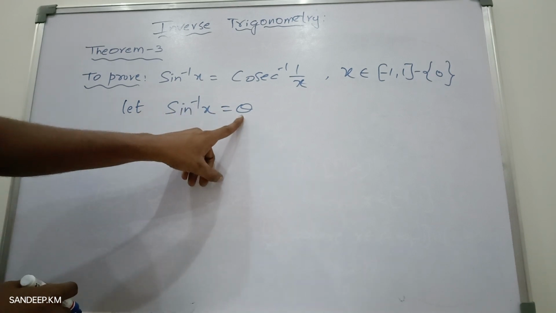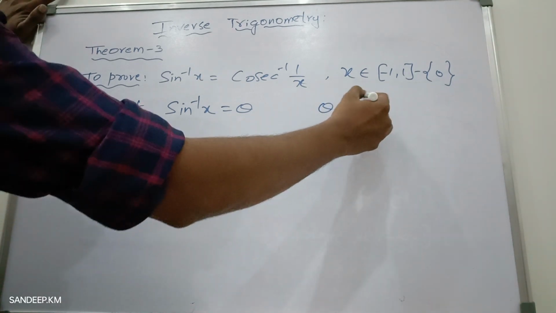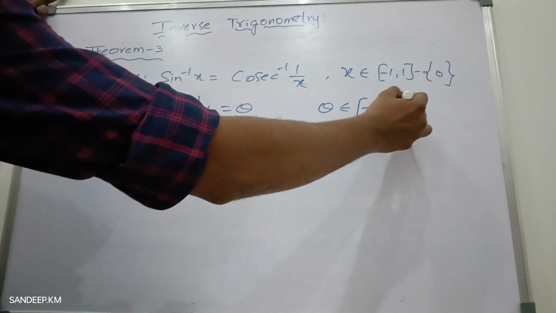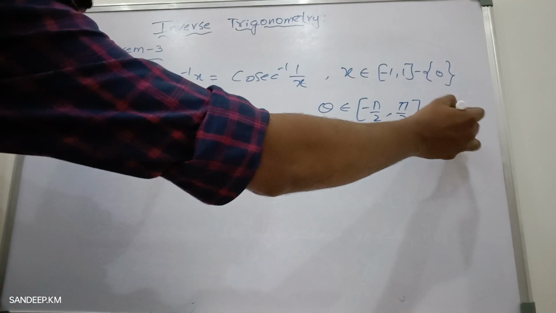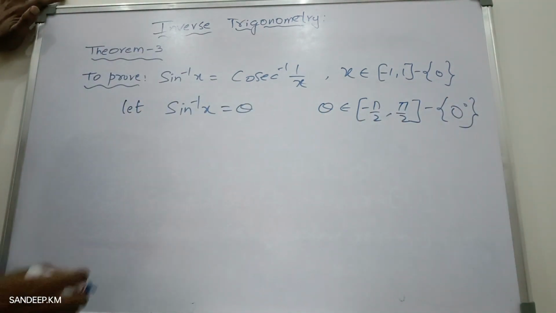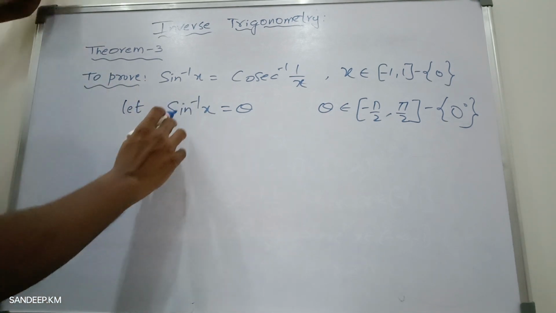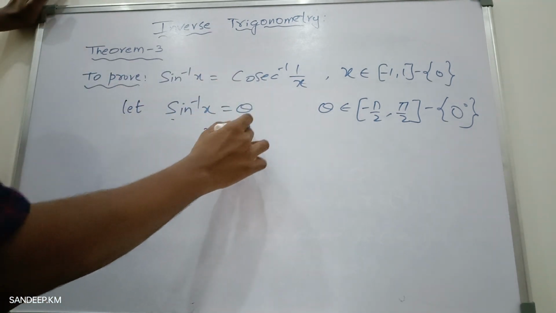Then, if x is in the domain of the sine inverse function, theta is in the range of the sine inverse function. What is the range of the sine inverse function? Then theta belongs to minus pi by 2 comma plus pi by 2 except 0 degrees. Correct? Now since x is in the domain of sine inverse, it will go to the right side and become sine.